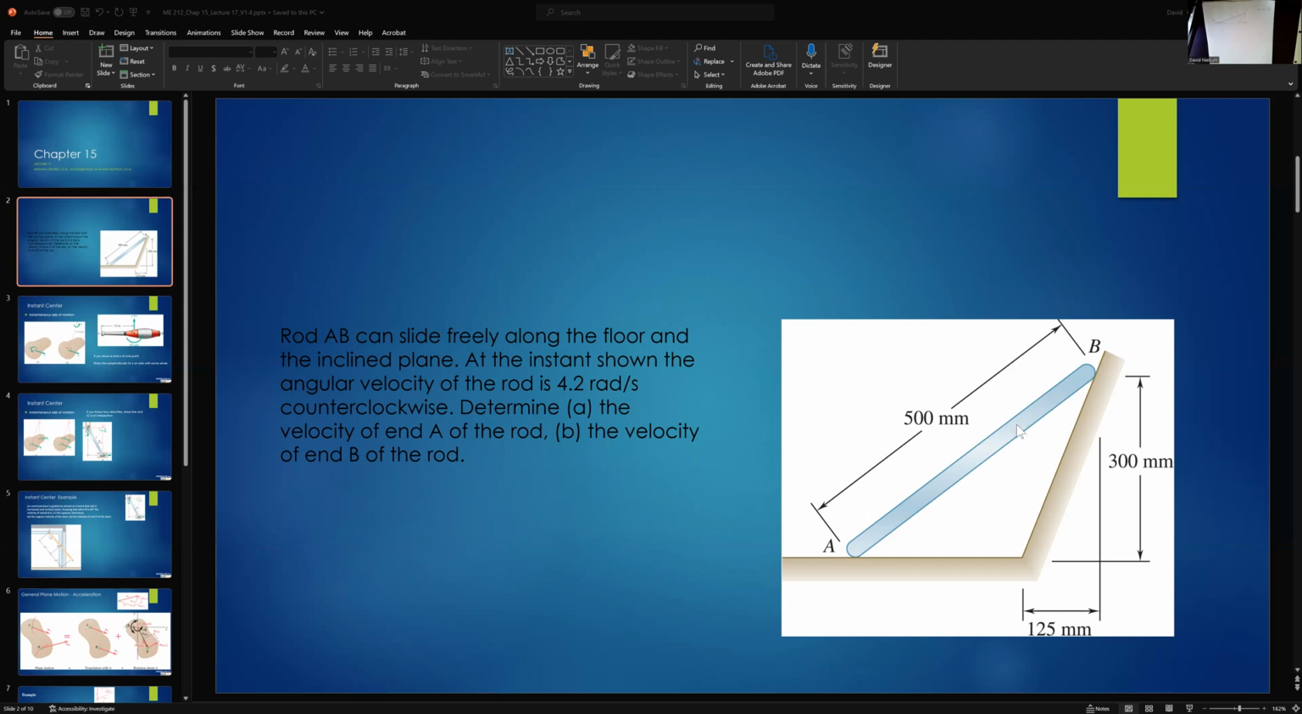It can slide freely. In this example, we're told that at the instant shown, the angular velocity of the rod is 4.2 radians per second counterclockwise. Since it's counterclockwise, we can determine that A is moving to the right and B is going to be moving up the incline. So what we want to know is, because of that angular velocity, what are the velocities at A and what are the velocities at B? We're going to use the same methods that we used in the previous lecture to solve. So let's first draw what we have.